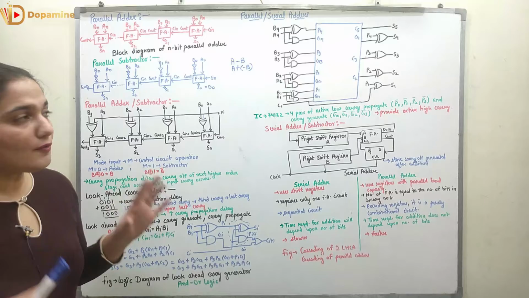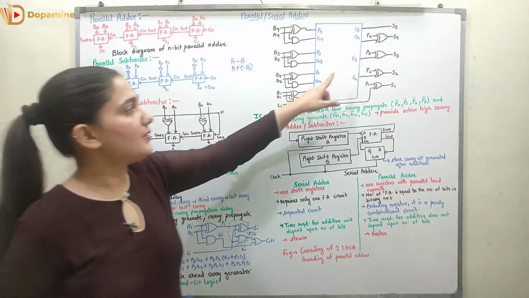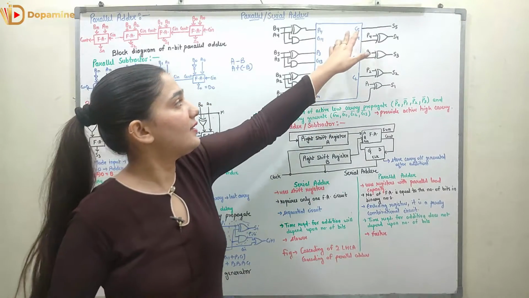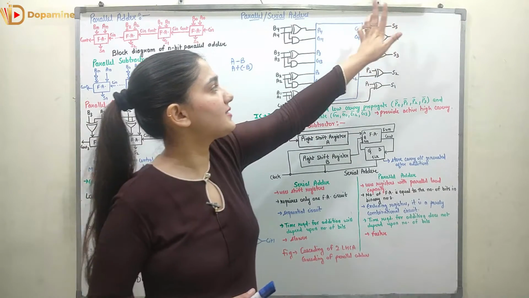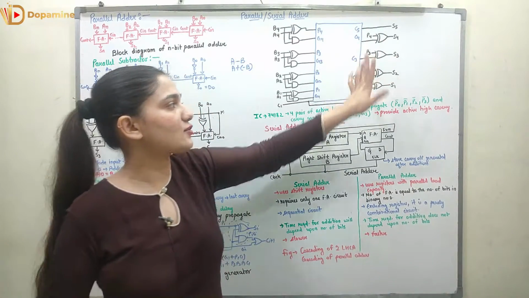So we are not waiting till the next carry is generated, right? We have all of the higher order carries generated over here. The last carry will give me as it is S5. The carry 4 is XORed with P4. Carry 3 is XORed with P3.